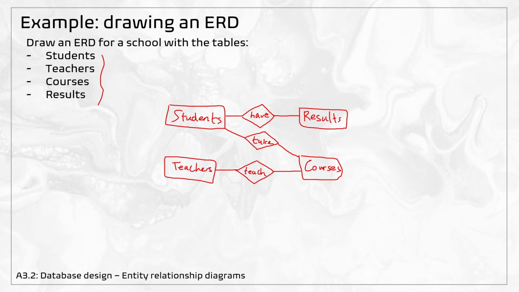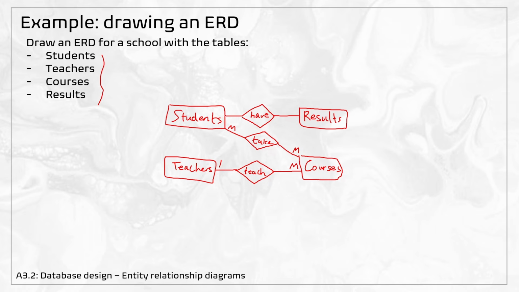Now we want to know the cardinality of all these relationships. So like we mentioned before, many students can take many courses, while many courses have many students. So the relationship between students and courses is many to many. So we can stick an M like here and M over here. A teacher can teach many courses, but a course can't have multiple teachers. So this relationship over here is a one-to-many relationship. So one teacher teaches many courses.